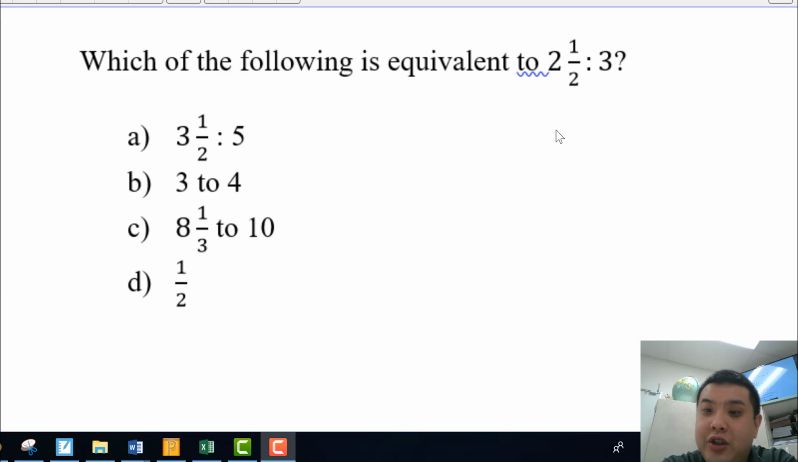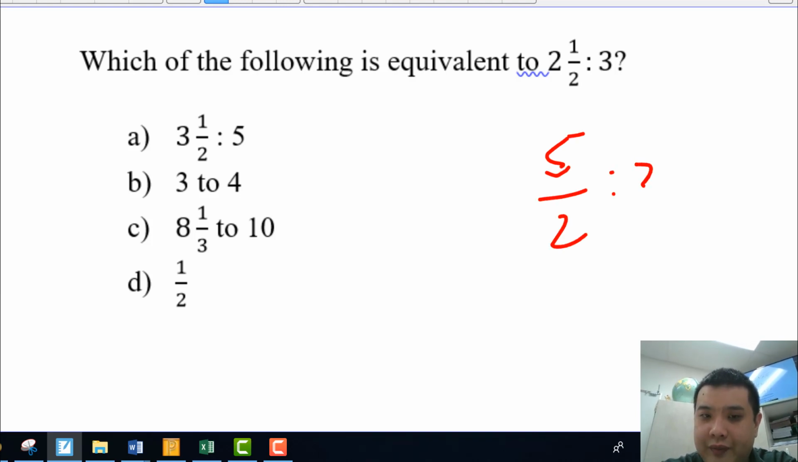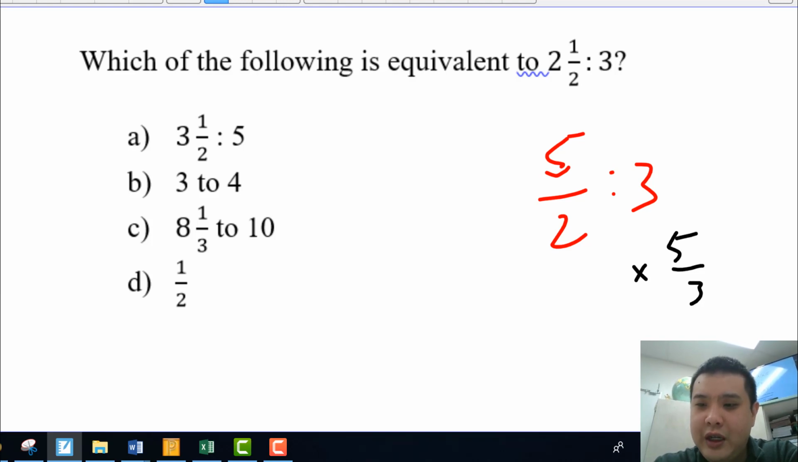Which of the following is equivalent to 2.5 to 3? So again, I'm going to change this into an improper fraction right here. So the 2 times 2 is 4 plus 1 is 5 halves to 3. Okay. The question becomes, what do I have to multiply this 3 by to get 5? And the answer to that, as we know, is we need to multiply it by 5/3 because the 3's cancel out from each other and we get 5 at the top. And we're going to have to multiply this one by 5/3 as well.